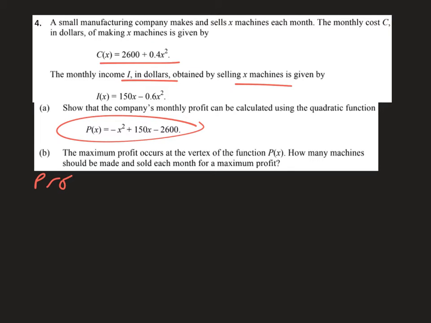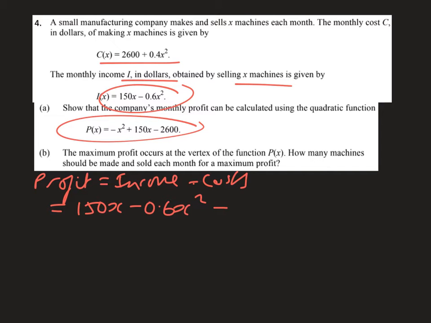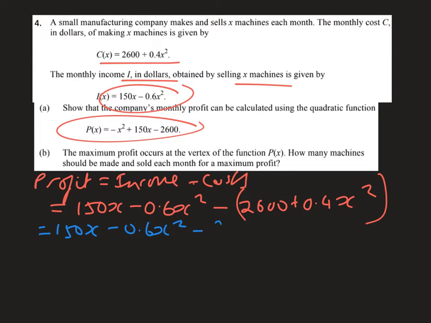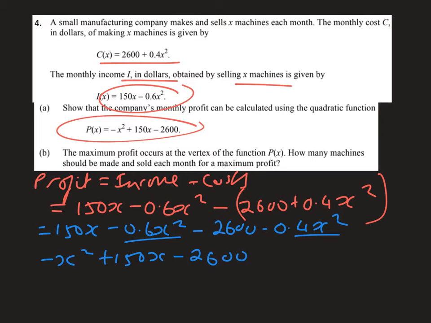So essentially we need to understand that profit is going to be your income less your costs. So we can take the income function, which is 150x minus 0.6x squared, and subtract the cost function, which is 2,600 plus 0.4x squared. So when we expand that, that's going to be 150x minus 0.6x squared minus 2,600 minus 0.4x squared. So if we look at the x squared, that's going to be minus x squared plus 150x minus 2,600, which we can then check is the same as the profit function which we have been provided with.